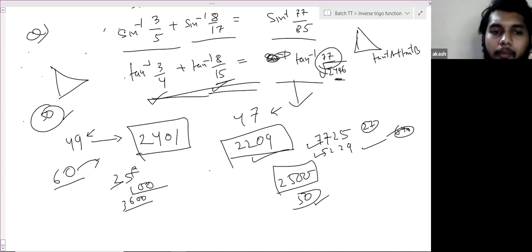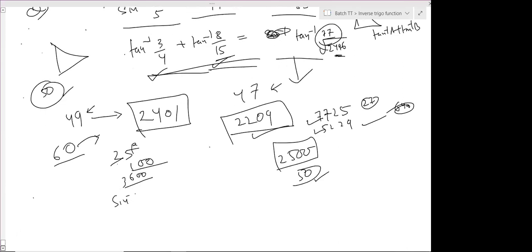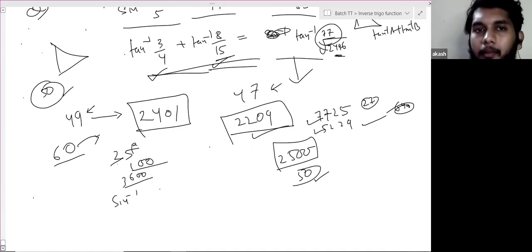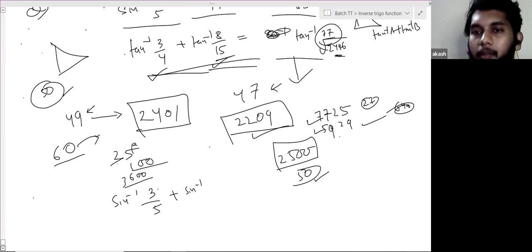Right. There is one other method to solve this question also. We have sine inverse. Yes, Aman? I found that the root for 77 is 5929. 5929. All right.